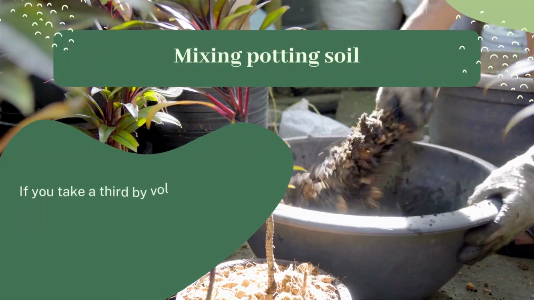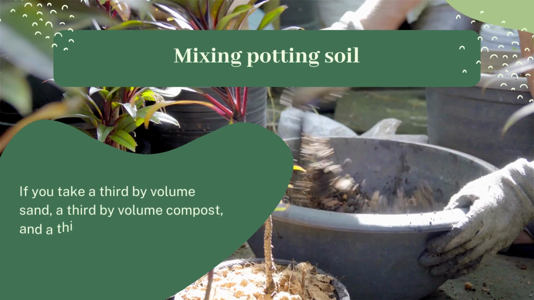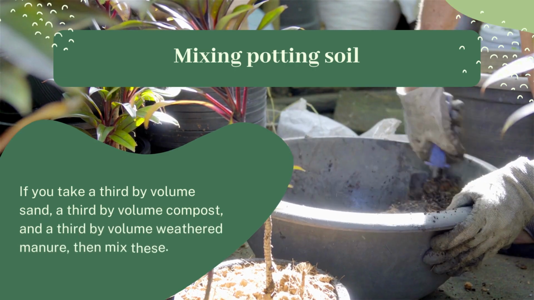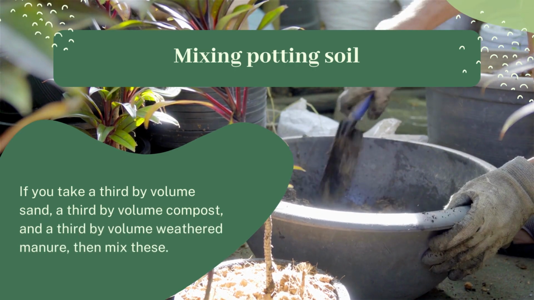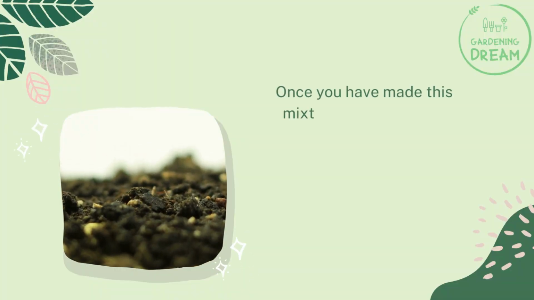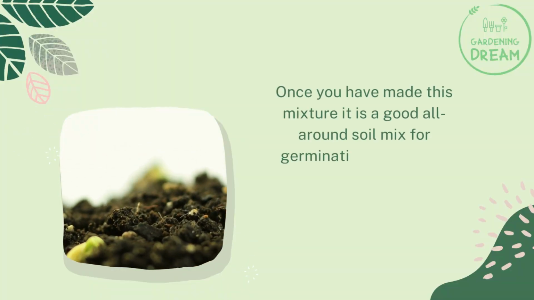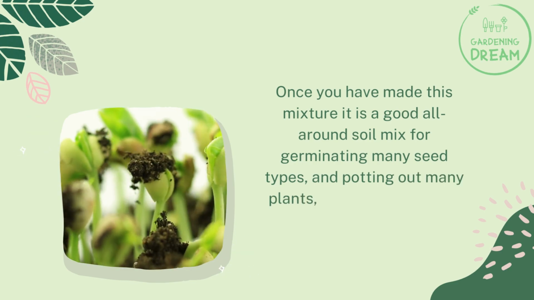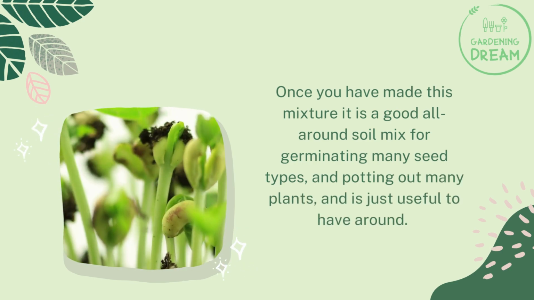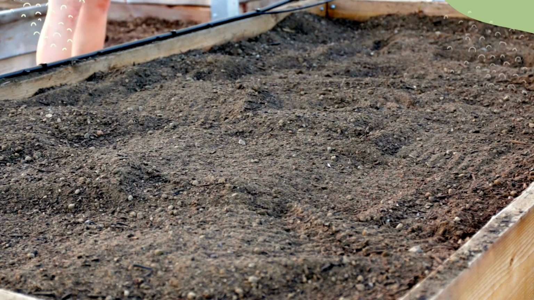Mixing potting soil. If you take 1/3 by volume sand, 1/3 by volume compost, and 1/3 by volume weathered manure, then mix these. Once you have made this mixture, it is a good all-around soil mix for germinating many seed types and potting out many plants, and is just useful to have around.